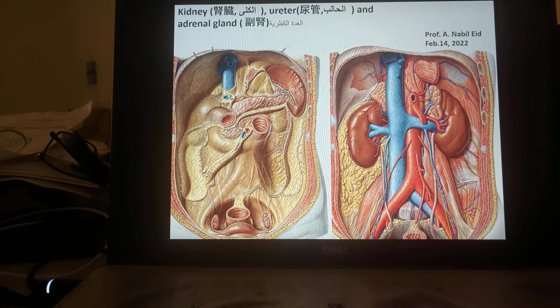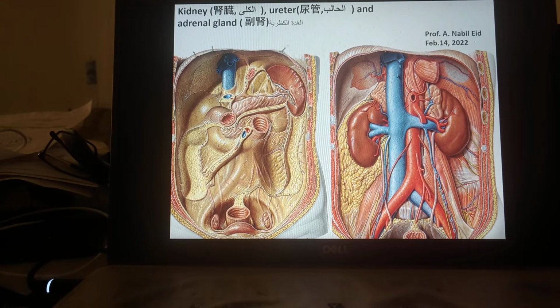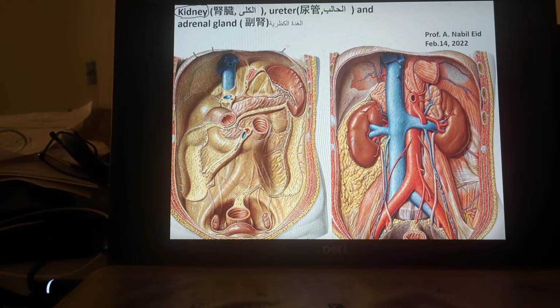Good morning, everyone. It's my second lecture related to the anatomy of the kidneys, ureter and suprarenal gland or adrenal gland. Kidney in Japanese means genzo, ureter means nyoka, and adrenal gland means fukuje. We start with kidney.